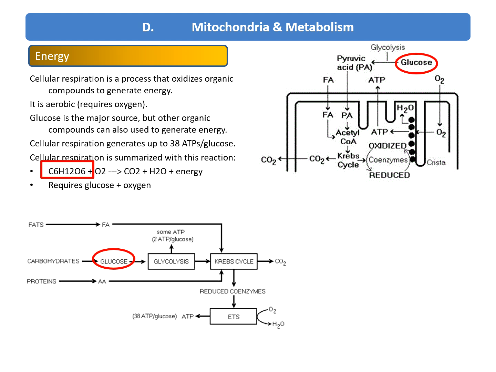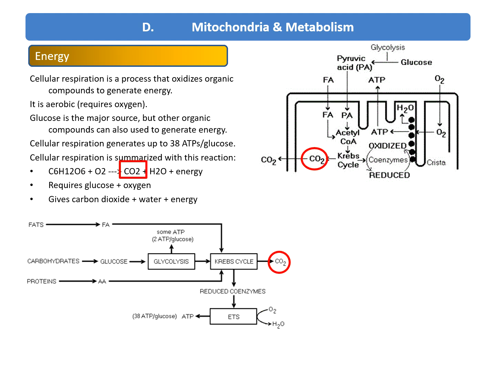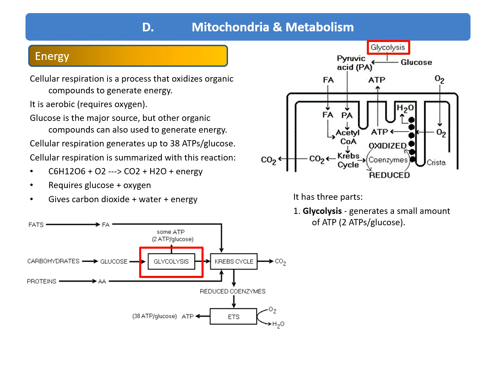C6H12O6, that's glucose, plus O2, oxygen, gives CO2, carbon dioxide, plus water, and of course, energy. It has 3 parts. We'll discuss each of these 3 parts separately. The first is glycolysis. It doesn't generate much ATP, 2 per glucose molecule. It occurs in the cytoplasm of the cell.